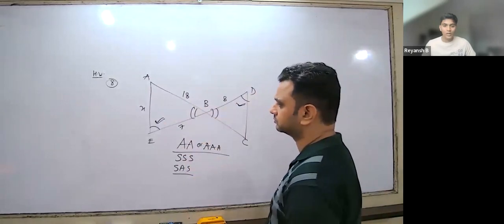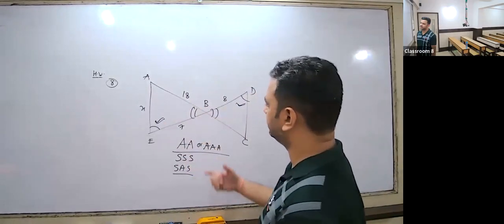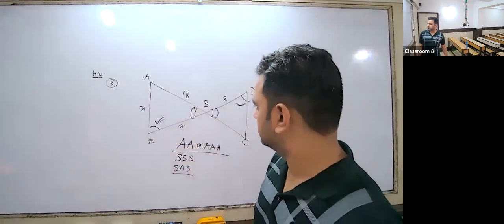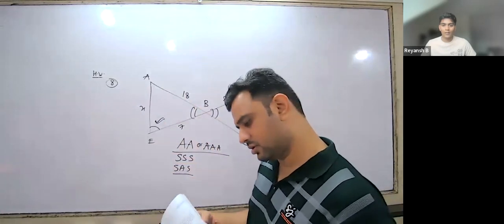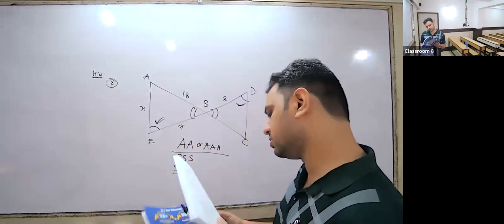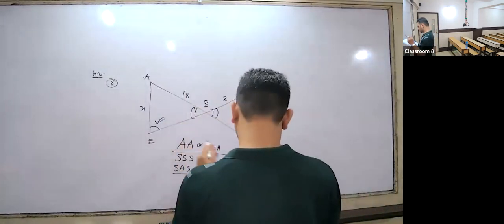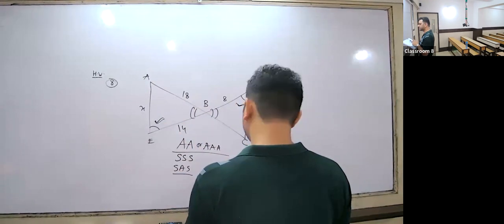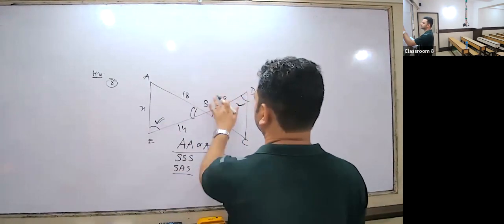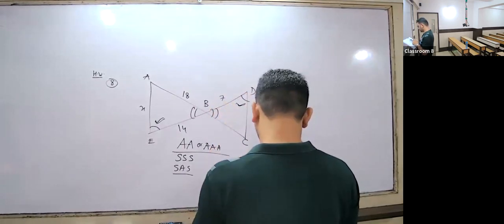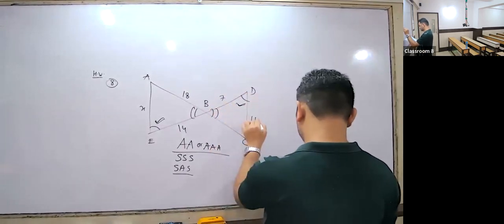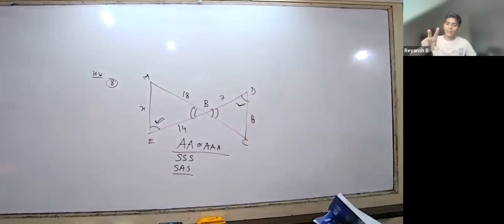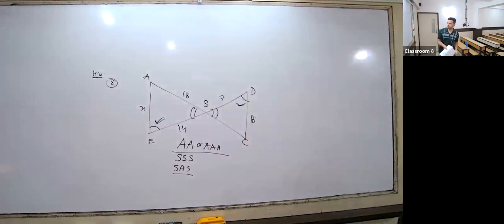BE is 14, right? EB is 14. AB is 18. Okay, so this EB is 14. Then BD is 7. And CD is 8. So 14 is being divided by 2, so 8 can be multiplied by 2 and you get 16.